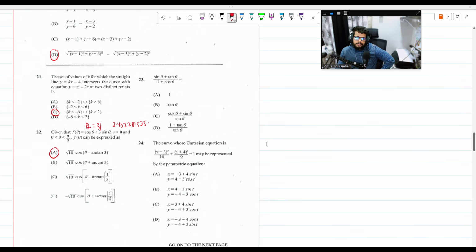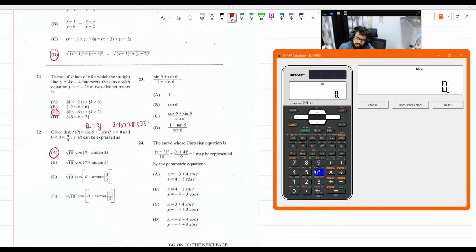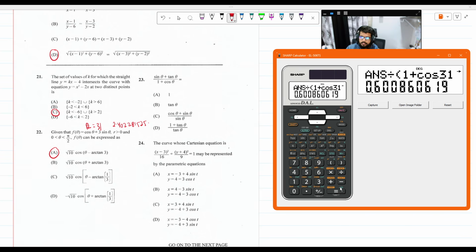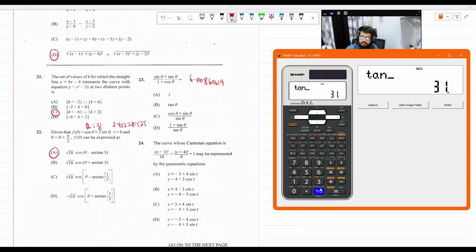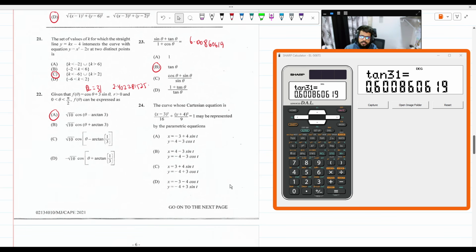Sine theta plus tan theta over 1 plus cos theta is, we can plug in a value for theta here again. The answers are not that difficult to plug in the value of theta. I'll leave theta as 31. Sine 31 plus tan 31, divided by open brackets 1 plus cos 31. 0.860619. Where's tan 31? That's it. B is the answer.